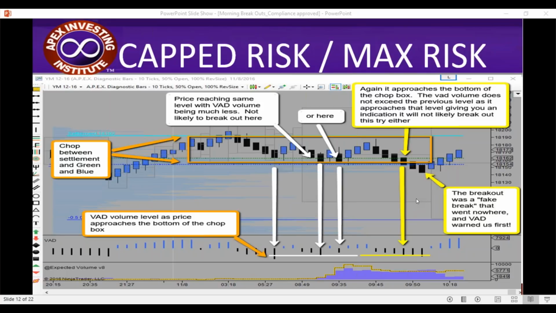Show of hands, raise your hands if this has ever happened to you. You put all your pieces together and all your little boxes together and all your analyzation together. You see a market breaking out, and you enter your order, and then boom, it says, nope, that was a fake break. We're going the other way. How many of you have ever had that happen?